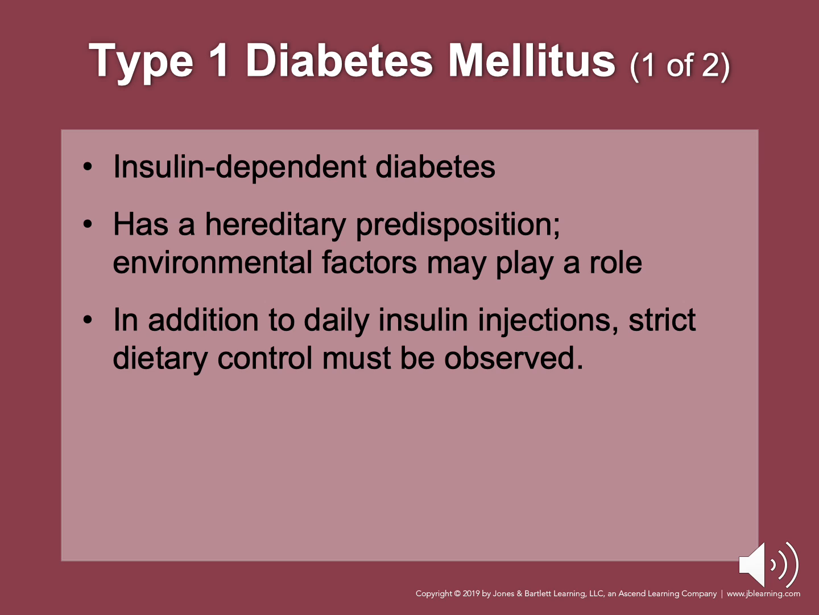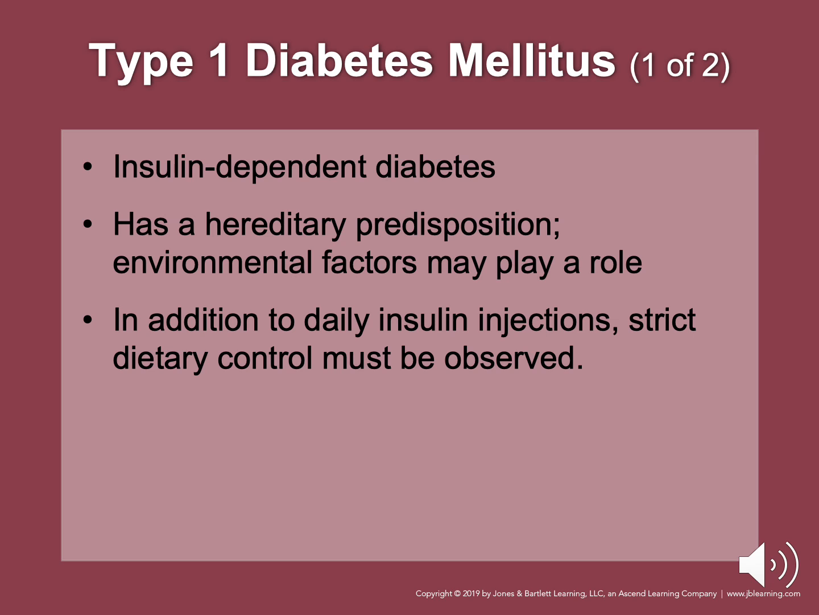Type 1 is an insulin-dependent diabetic or juvenile onset diabetic because it generally affects children in childhood ages. So it has a hereditary predisposition. Environmental factors may play a role. The body develops auto-antibodies that incorrectly identify the body's own tissues. The rate of beta cell destruction is variable. Latent autoimmune diabetes in adults is a variant of type 1 diabetes that occurs in adults older than 30 years.